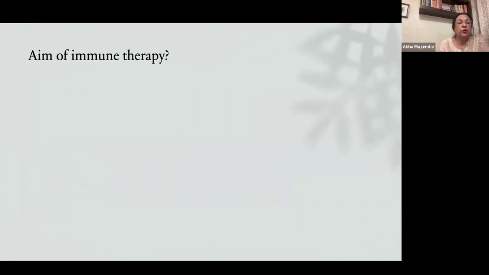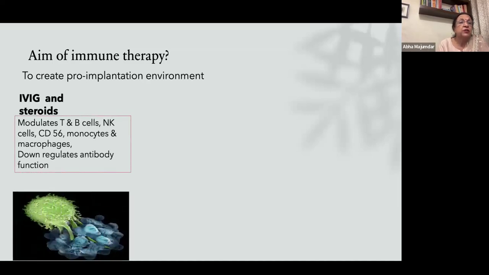What is the aim of immunotherapy? We don't know what is there. We just feel that there could be an immune problem which is not leading to implantation. So we want to create a pro-implantation environment. So what do we use? Either we use steroids and IVIG in the hope that it will modulate T and B cells, natural killer cells, CD56, monocytes, and macrophages. What will it do?